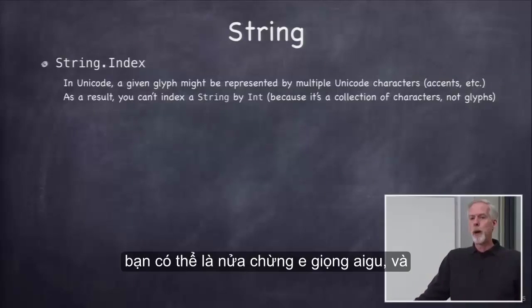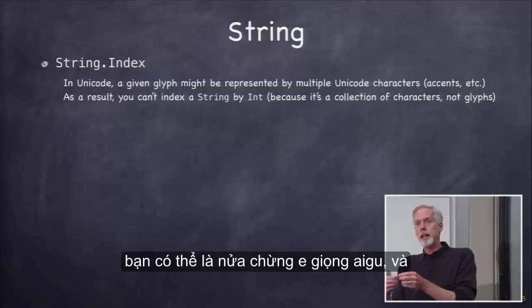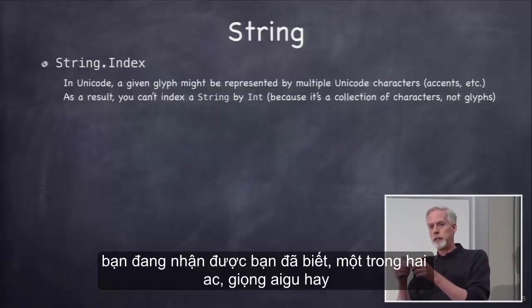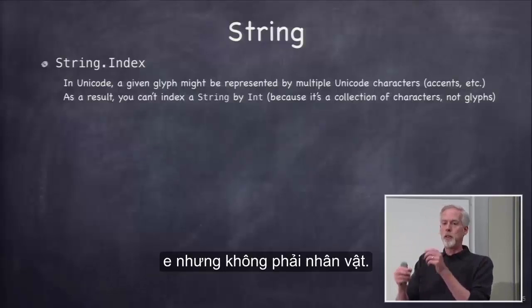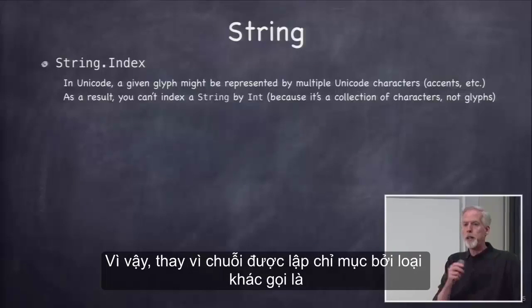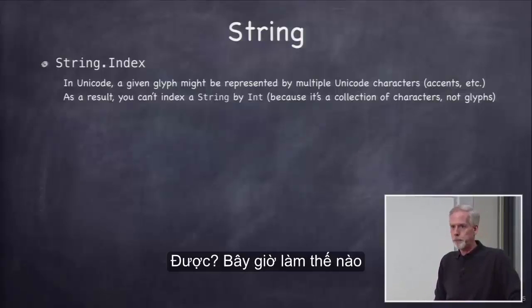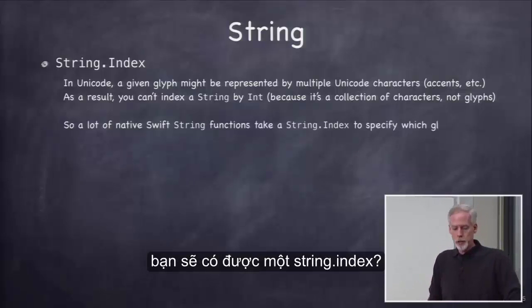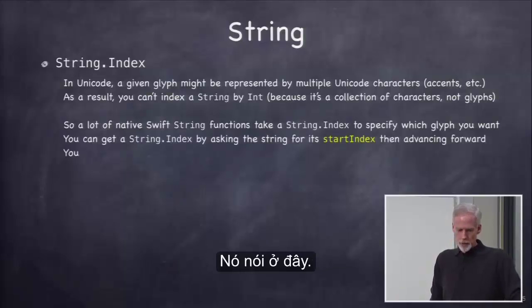You can't really index by int, or you might be halfway through the accent aigu, and you're getting either the accent aigu or the E, but not the character. So instead, strings are indexed by this other type called String.Index. Okay, now how do you get a String.Index?